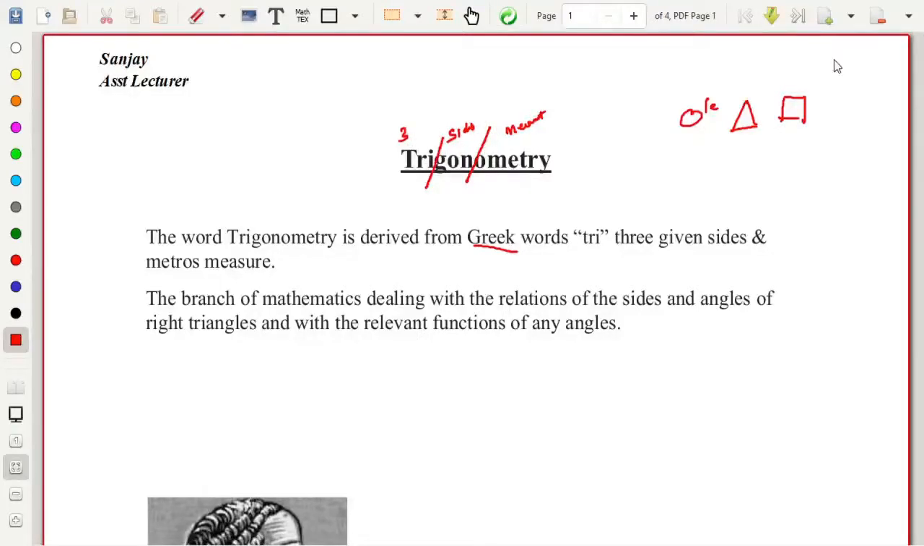Which is a geometrical figure where we can find 3 sides? Yes, it is a triangle. Triangle is the only geometrical figure where we can find 3 sides.